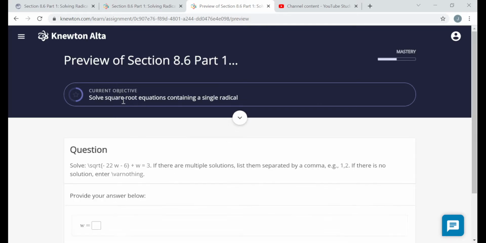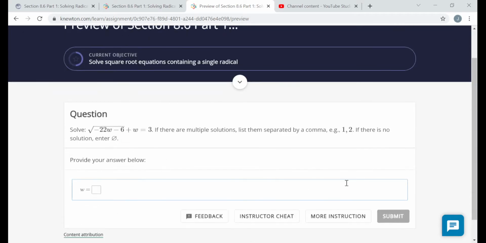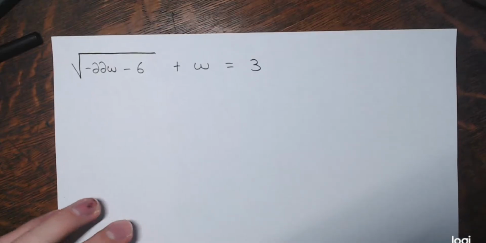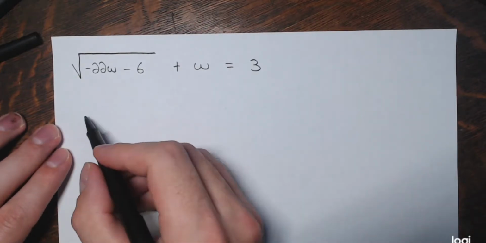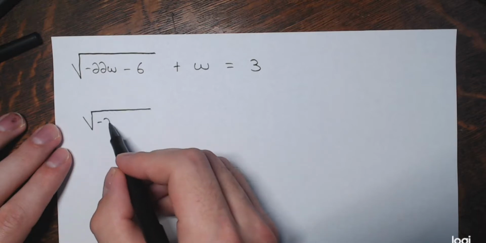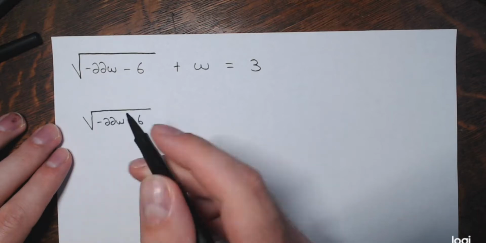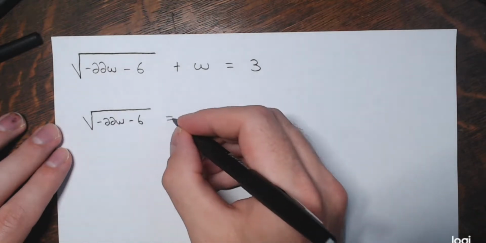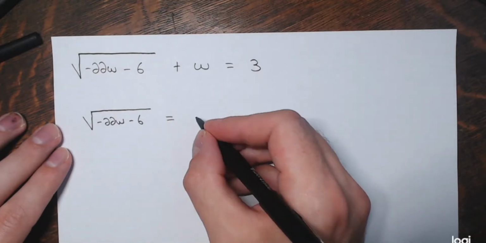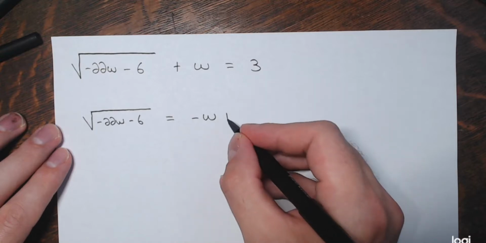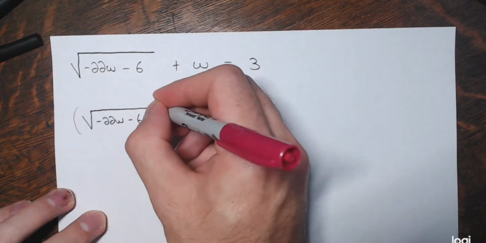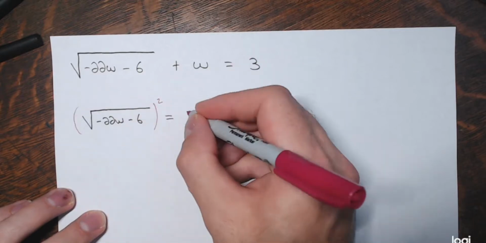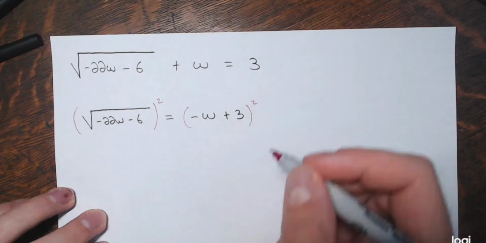Next, now we're back to just the square root problem. So I'll write this out and we'll go through it. Once again, I want to isolate the radical first. So I'll have the square root of negative 22w minus 6 on the left, and then I'd be subtracting w. So we have negative w, and then still the positive 3 over there. And then I'm raising both sides to the second power to undo that square root.